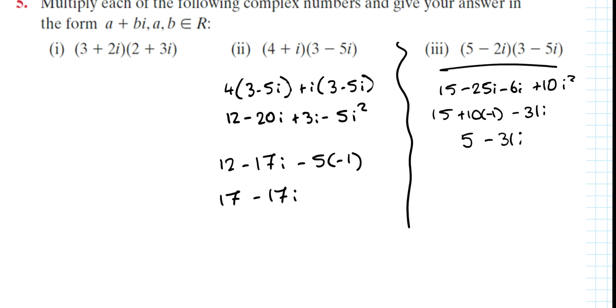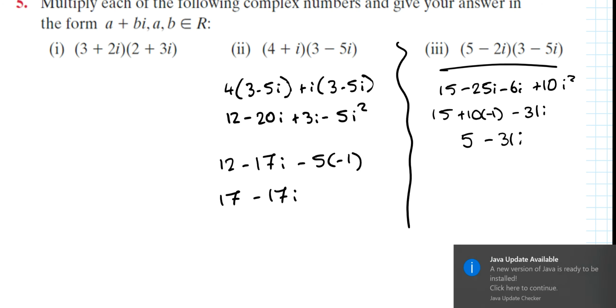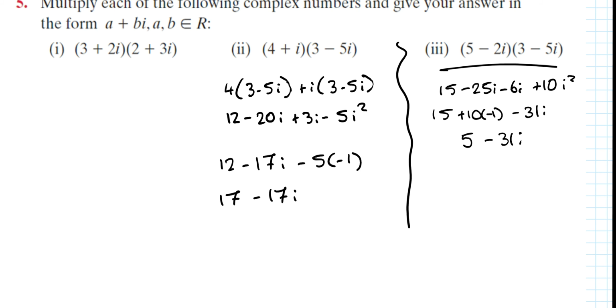Okay, so multiplying complex numbers then. I have two complex numbers here being multiplied together, two brackets. Look, it's exactly the same as before, as if it was algebra. We split the first bracket in two, and then we multiply it by the second bracket, and we split the second bracket. So it's going to be 4 by the second bracket, and then i times the second bracket.